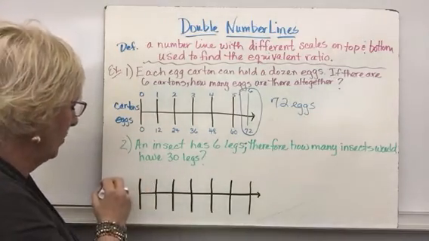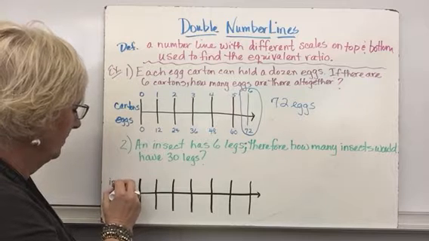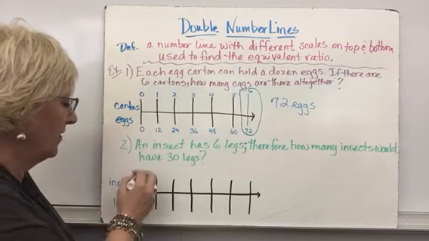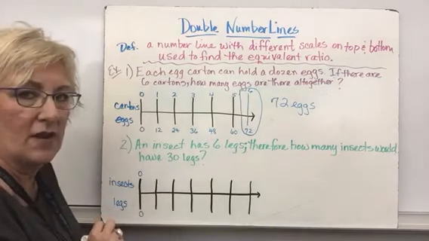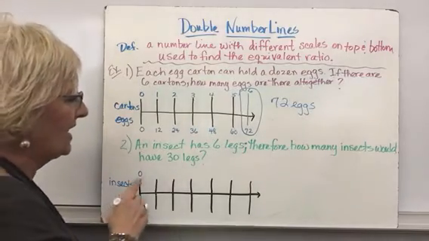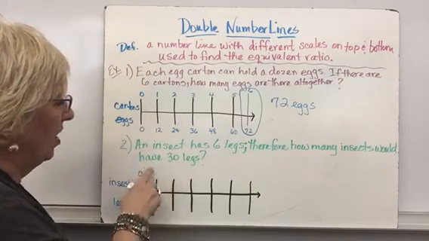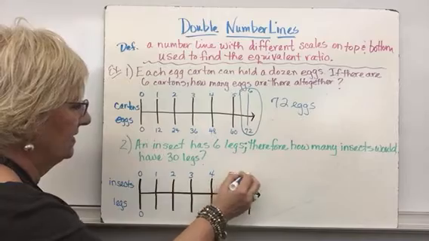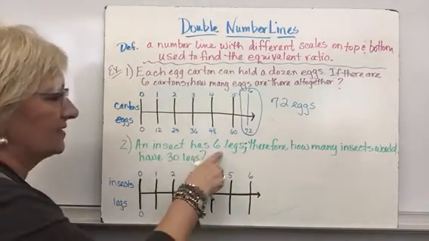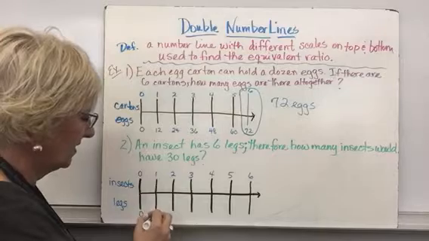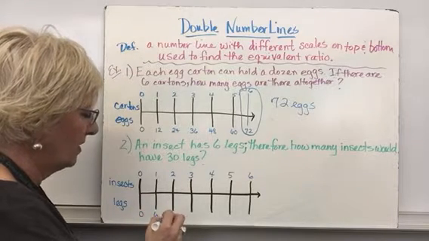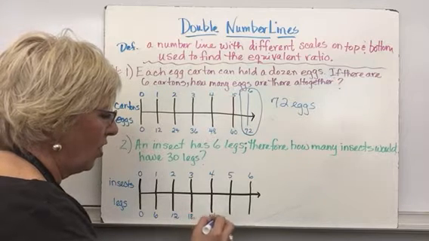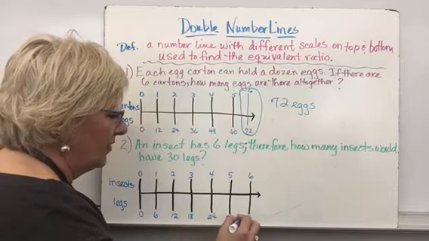So I'm going to come over here and put insects. And down at the bottom, we're looking at their legs. So we're going to label both of these, and we're going to put 0 and 0 right here at the front of the number line. If I'm looking at insects, I'm looking at 1 insect, 2 insects, 3 insects, 4, 5, and 6. And we know that each insect has 6 legs. So with the legs, we're going to go up by increments of 6. Intervals of 6, so this would be 18, 24, 30, and 36.